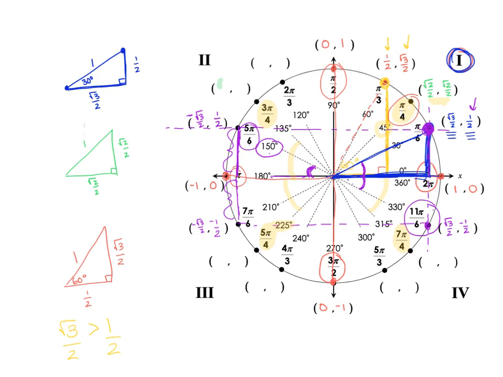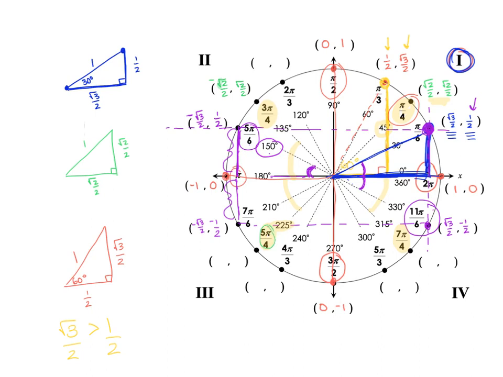So for 3 pi over 4, I've got the square root of 2 over 2, square root of 2 over 2 are my x and y coordinates. But because I'm in quadrant 2, I've gone to the left. My x is negative. I'm still up, so my y is positive. Negative square root of 2 over 2, comma, positive square root of 2 over 2.